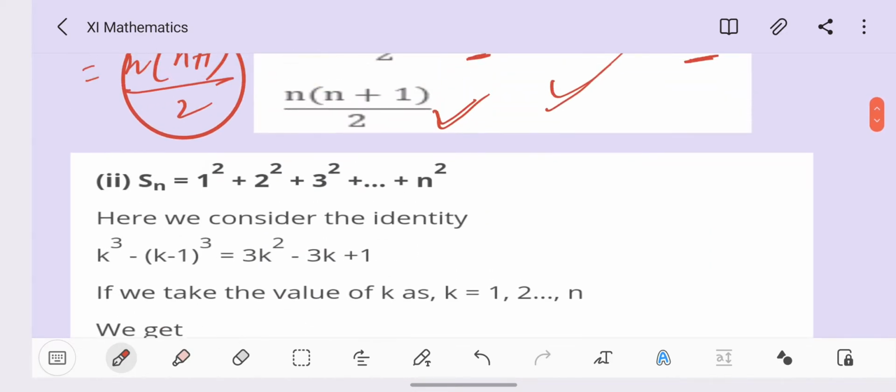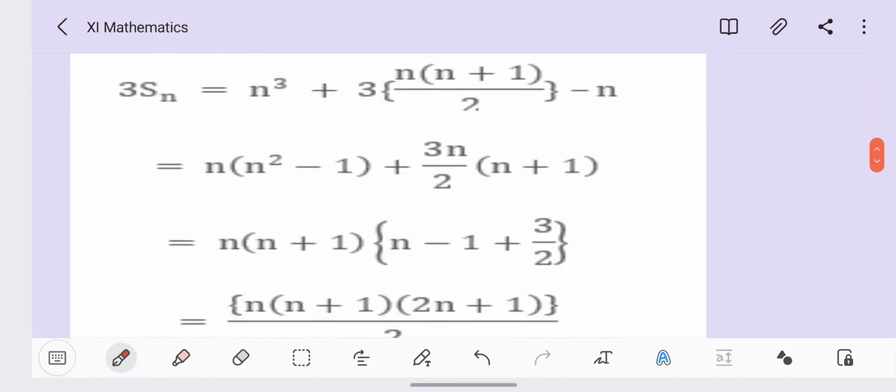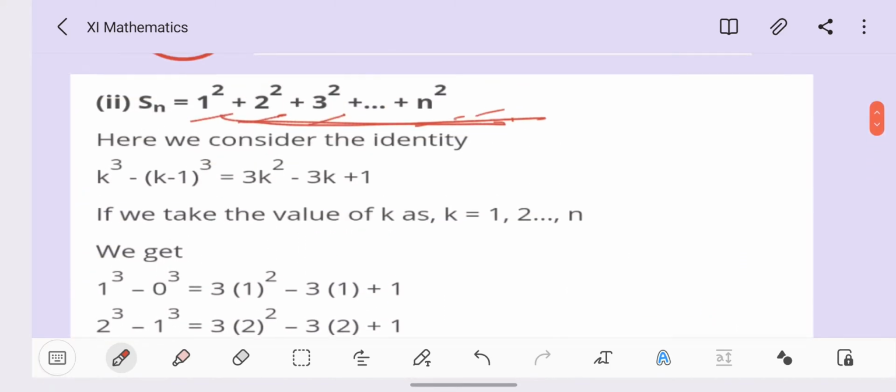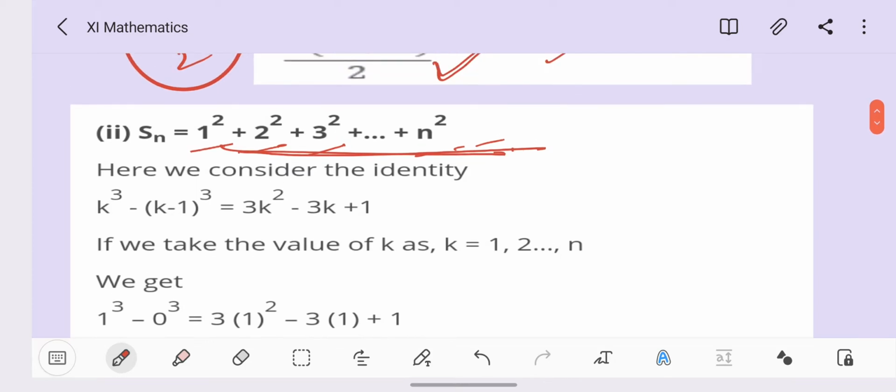The second series is 1 squared plus 2 squared plus 3 squared plus till n squared. This is called the squares of natural numbers. And what is the derivation of this? The derivation of this will give you n into n plus 1 into 2n plus 1 by 6. So let's start with the solution.